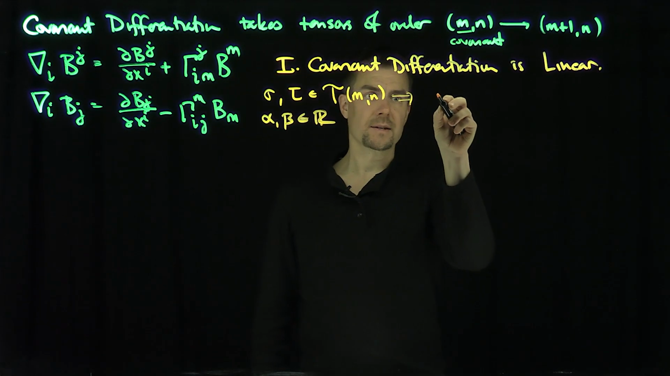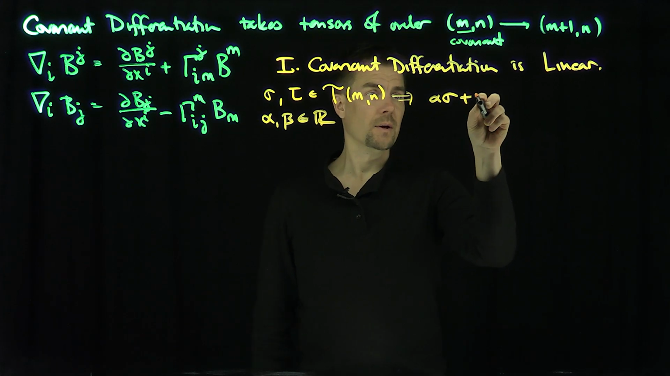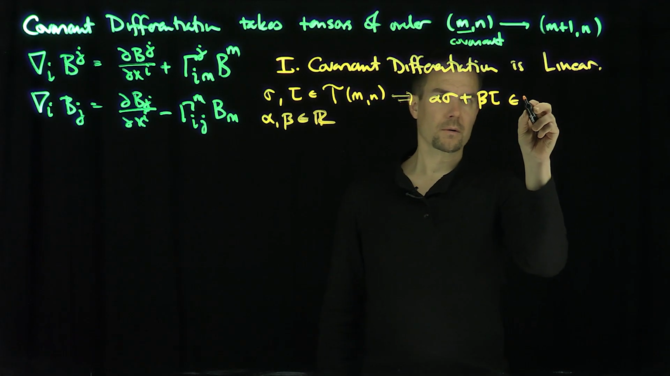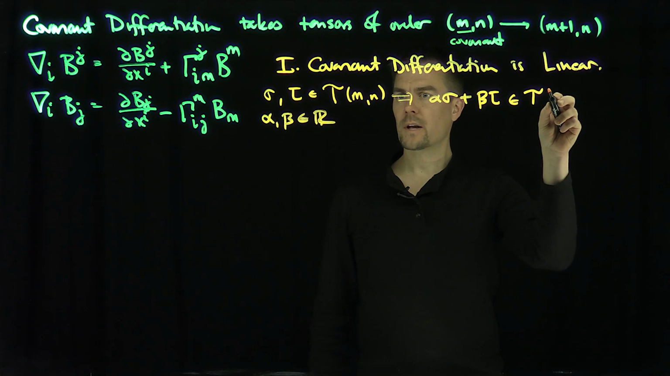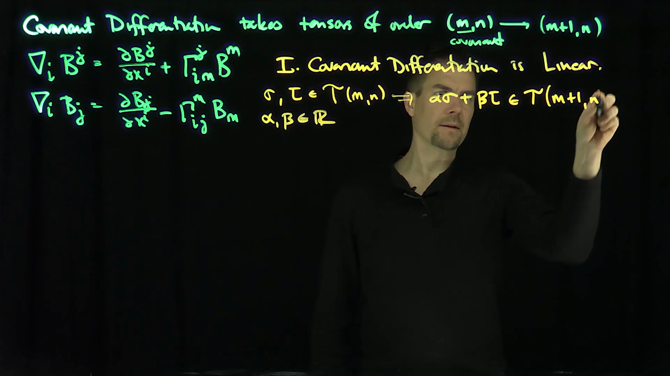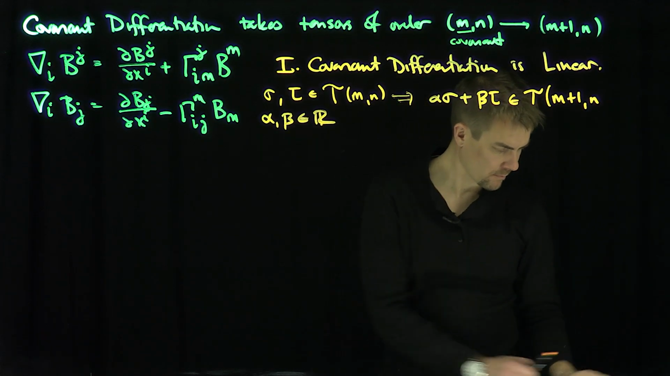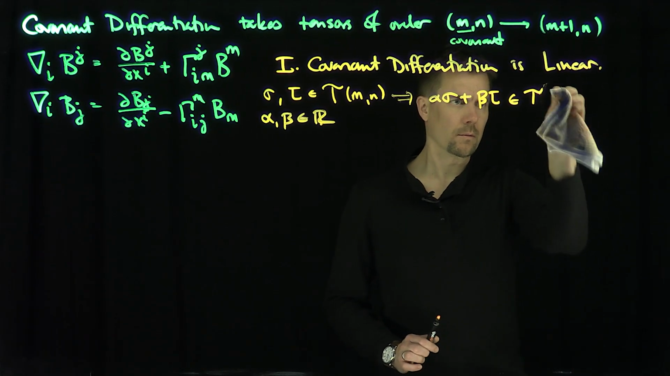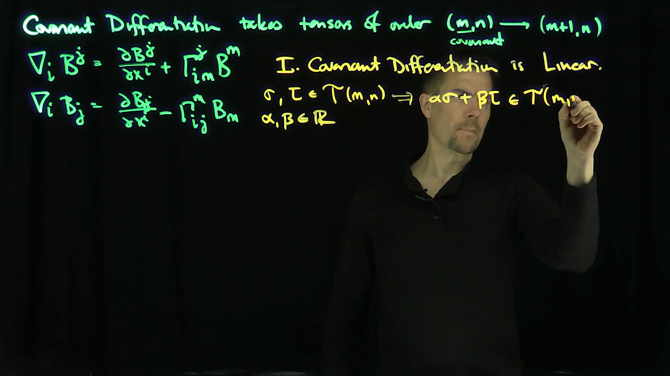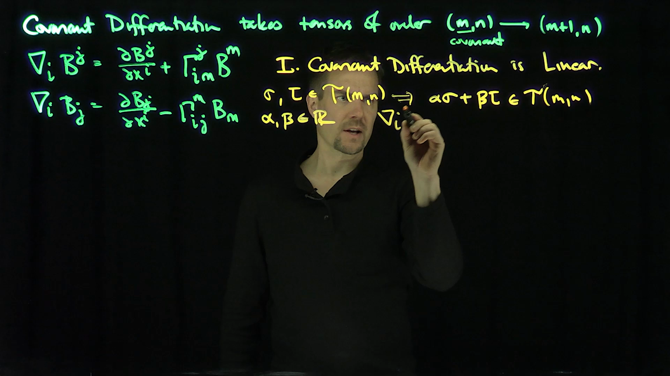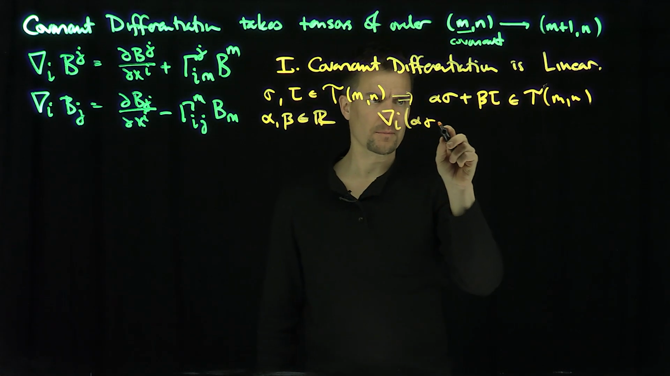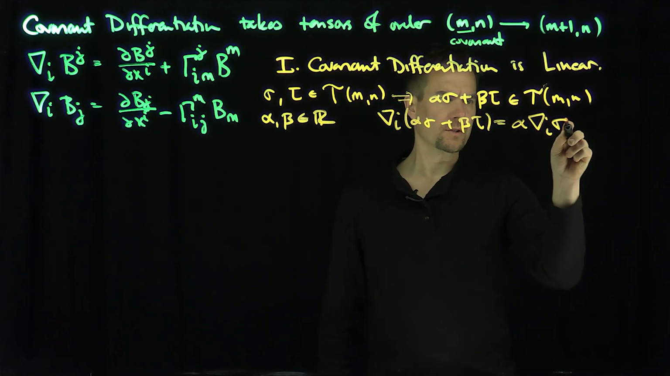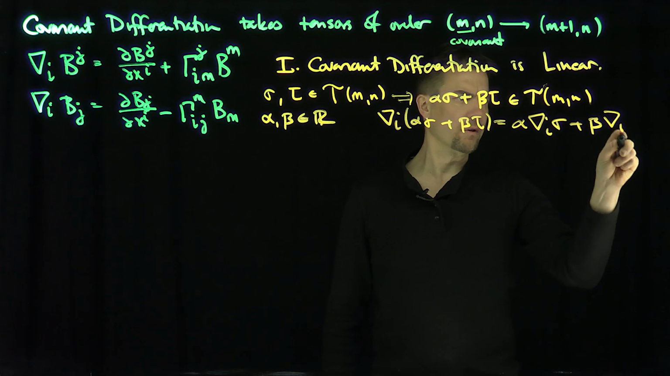Then this implies that alpha sigma plus beta tau is a tensor of order (m+1, n). No, I'm just kidding, just (m, n), right? And the covariant derivative of this thing, of alpha sigma plus beta tau, is alpha times the covariant derivative of sigma, plus beta times the covariant derivative of tau.